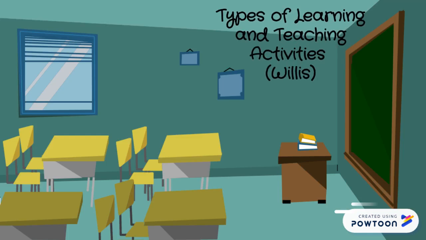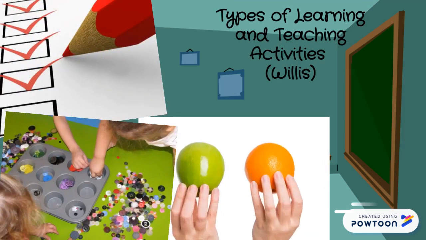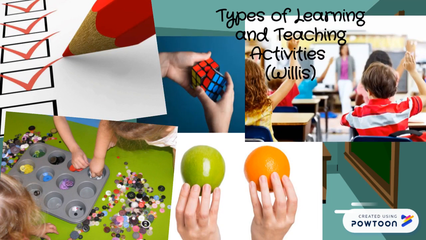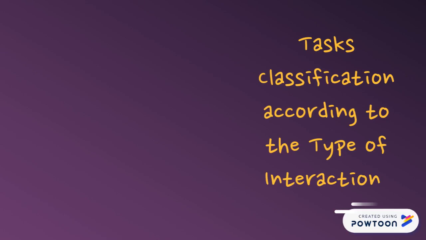Types of learning and teaching activities. In an attempt to classify tasks, Willis proposes 6 task types: listing, ordering and sorting, comparing, problem solving, sharing personal experiences, and creative tasks. Tasks can also be classified according to the type of interaction that occurs in task accomplishment.